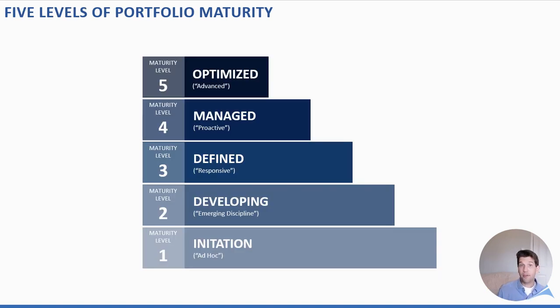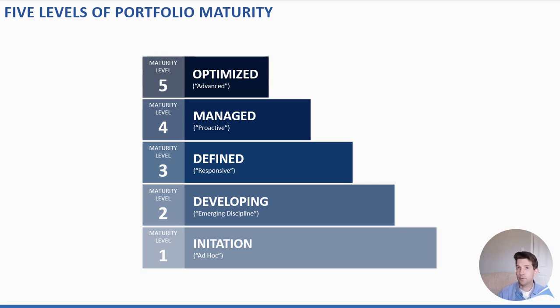So we've got 5 basic levels. At the beginning, you've got the initiation phase. You're just getting started. Most everything's ad hoc. Almost nothing is defined. In the second stage, it's developing. I like that phrase. It's an emerging discipline. So there may be some processes that are established. Governance is coming into play, basic intake, basic prioritization, etc.